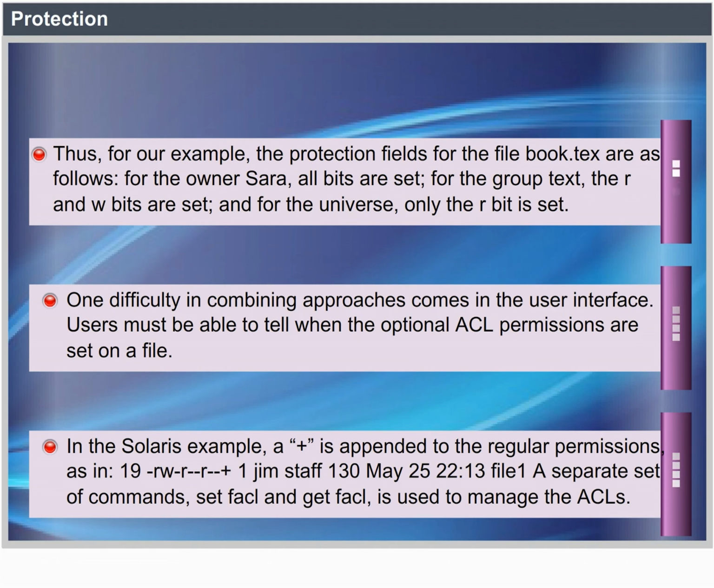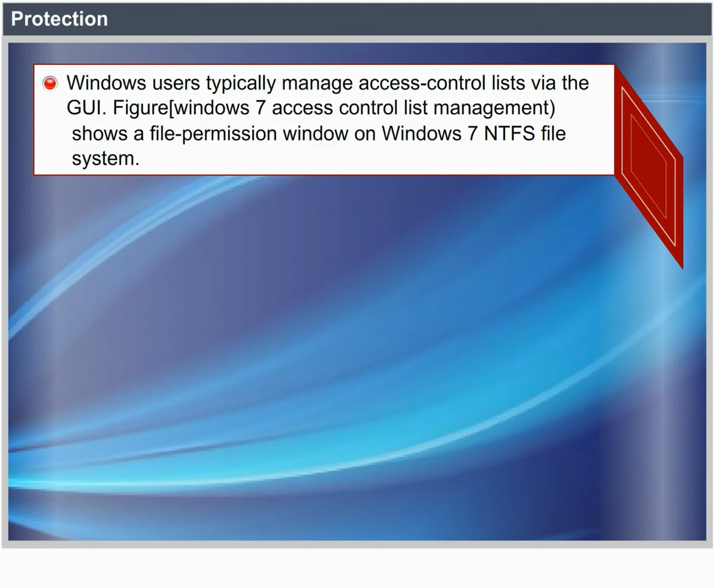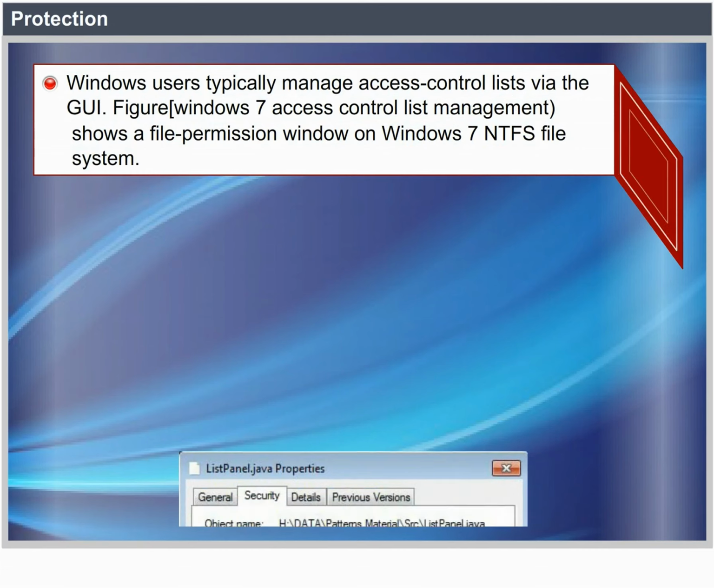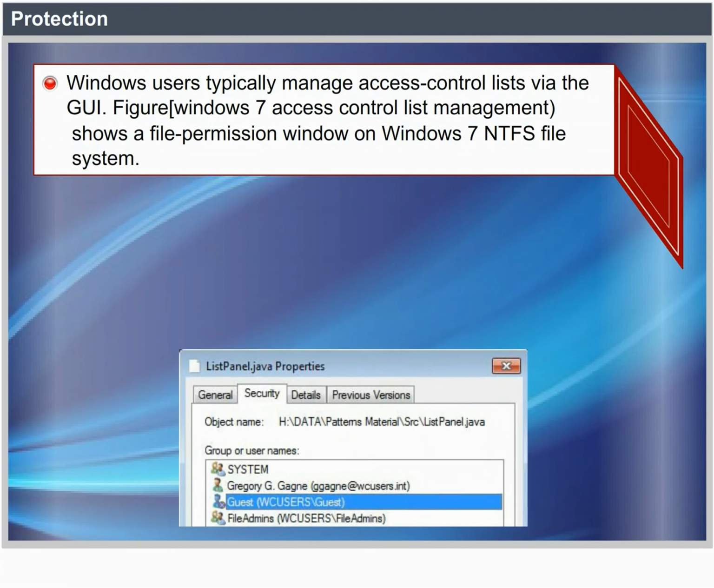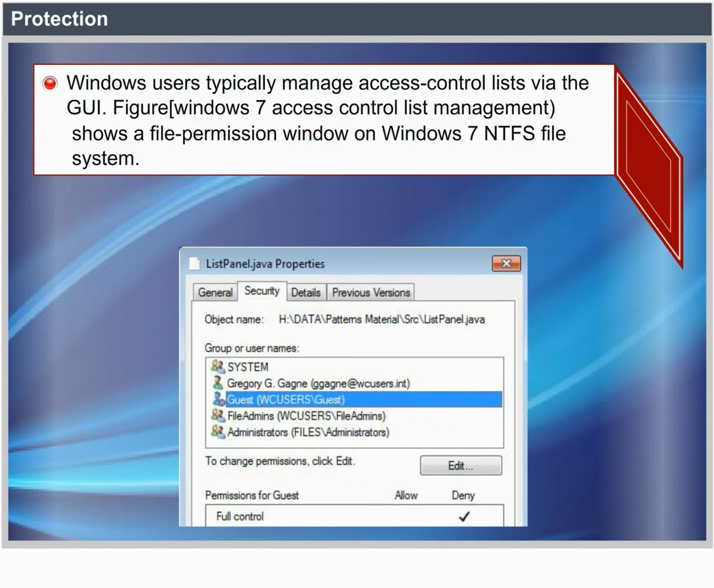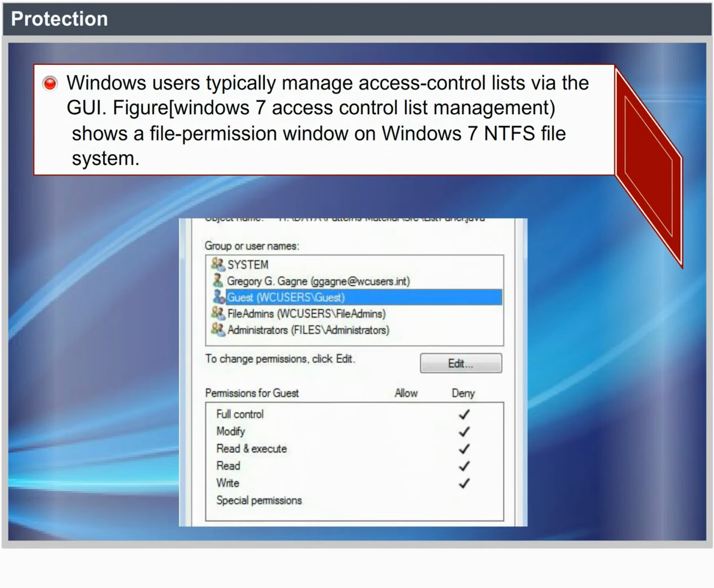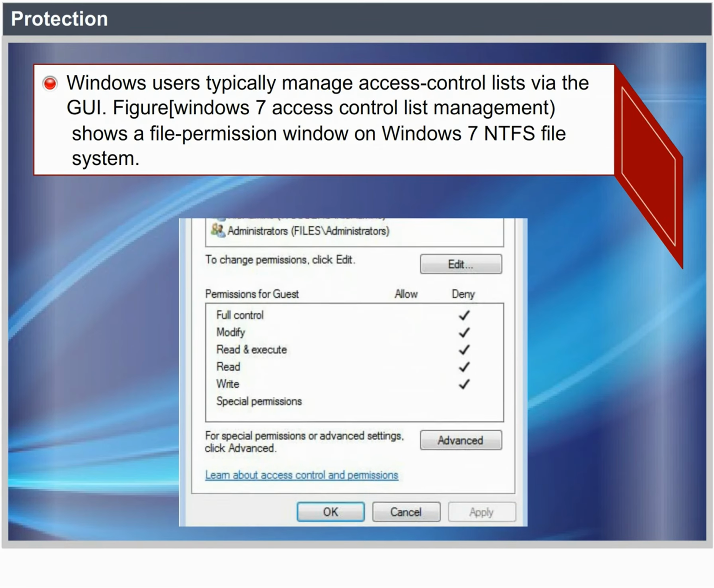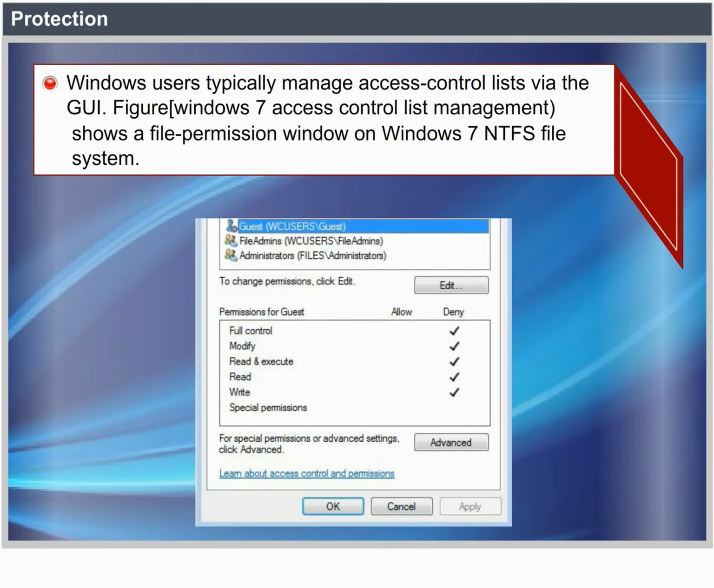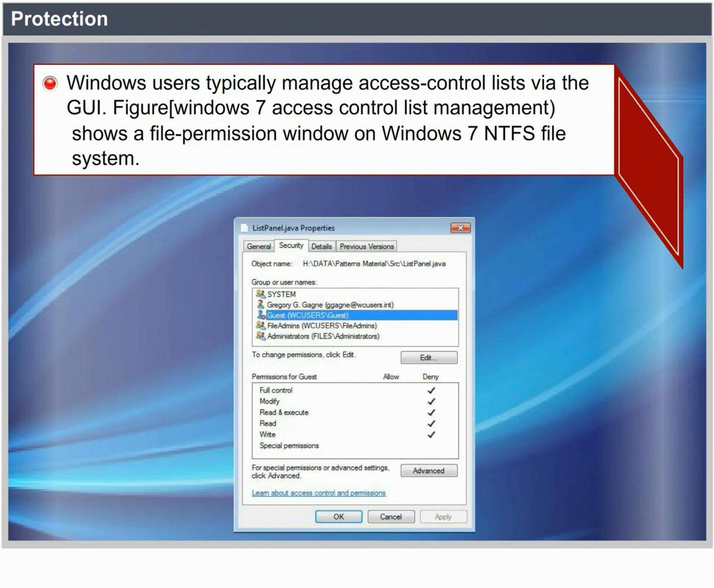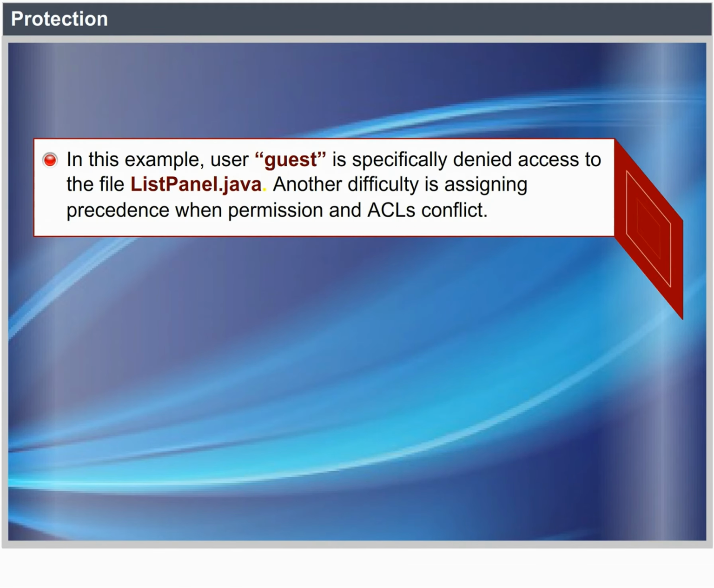Windows users typically manage access control lists via the GUI. The figure, Windows 7 Access Control List Management, shows a file permission window on the Windows 7 NTFS file system. In this example, user guest is specifically denied access to the file listpanel.java. Another difficulty is assigning precedence when permission and ACLs conflict.